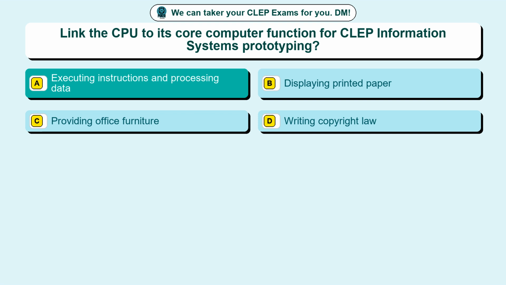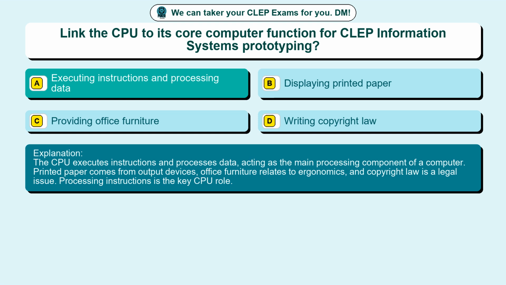The correct answer is option A. Executing instructions and processing data. The CPU executes instructions and processes data, acting as the main processing component of a computer. Printed paper comes from output devices, office furniture relates to ergonomics, and copyright law is a legal issue. Processing instructions is the key CPU role.